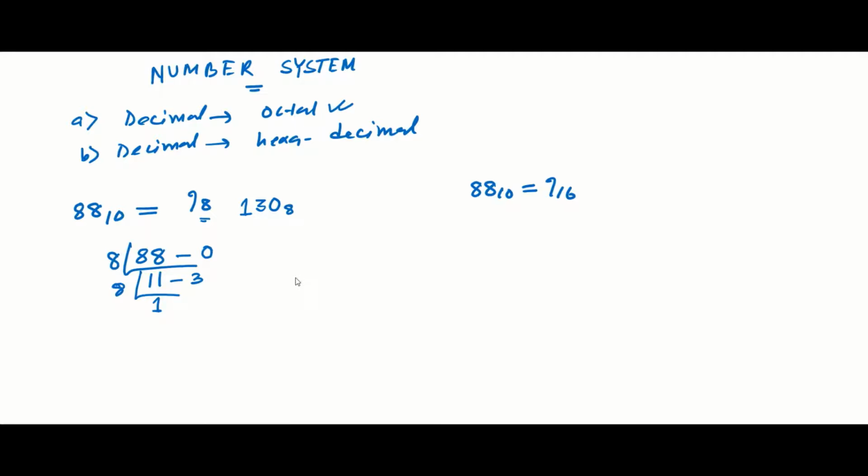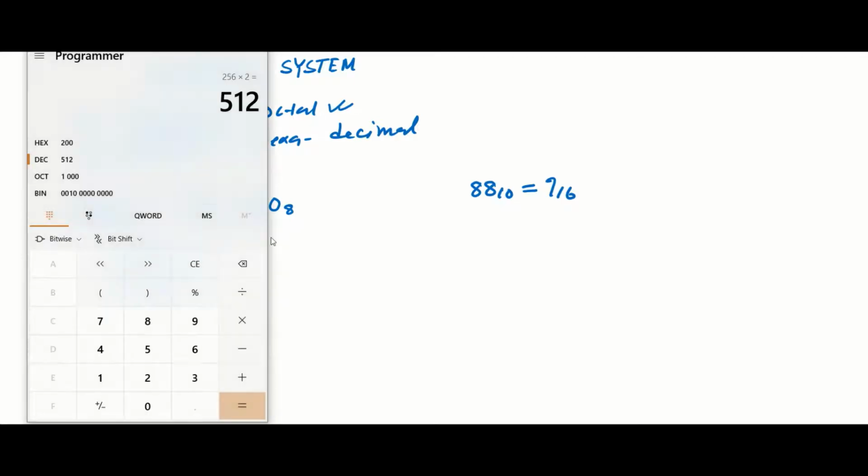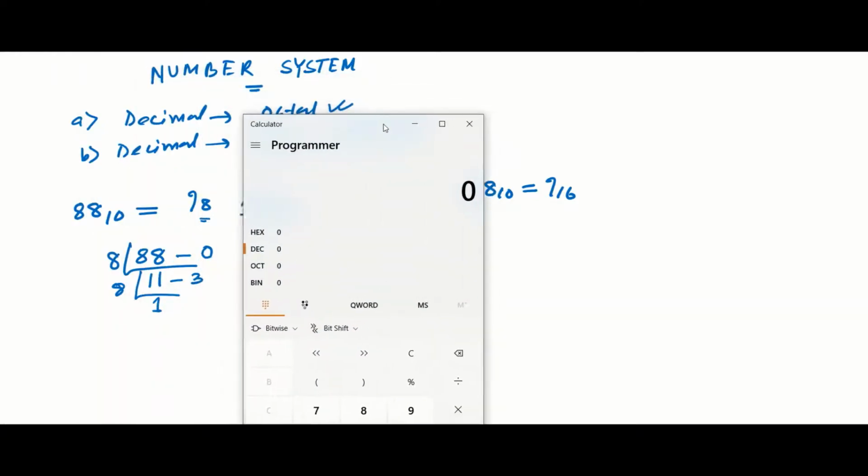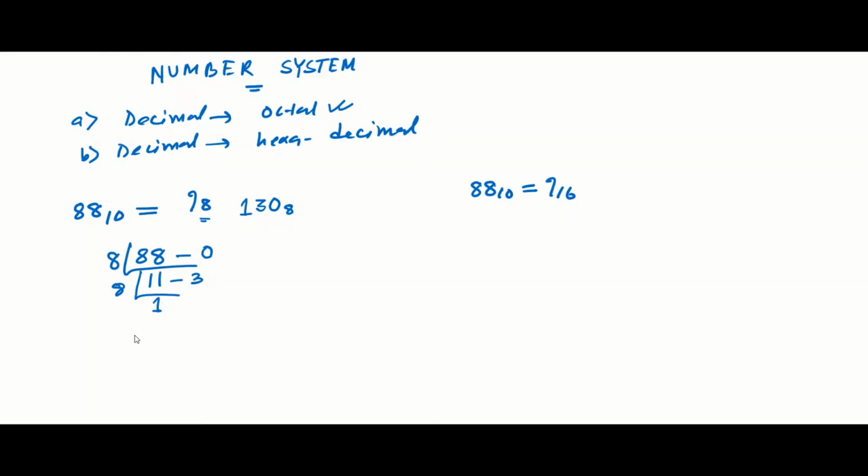Let me show you with the calculator whether my calculation is correct or wrong. Here I am taking the programmer calculator present in the Windows operating system. I simply type the decimal number 88. Now you can see in octal it is represented as 130, where decimal is 88. That means whatever process I am following is absolutely correct. There is no issue.